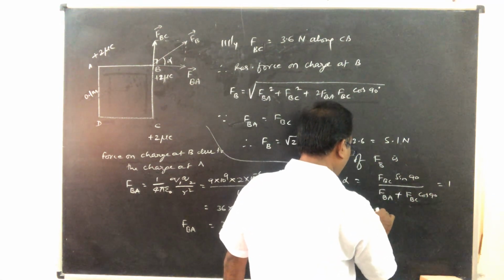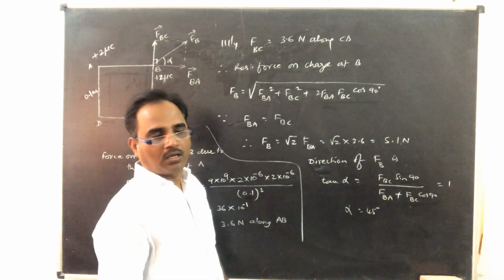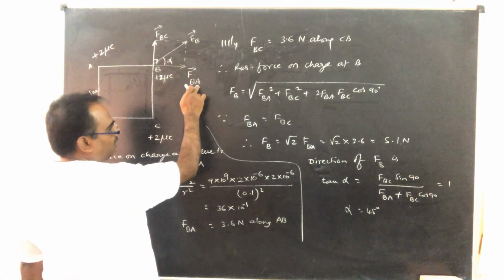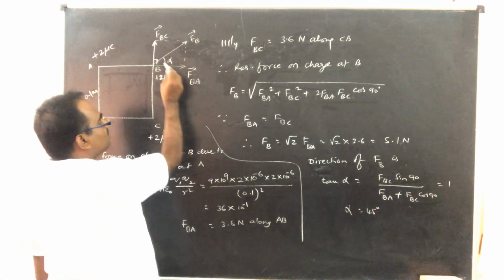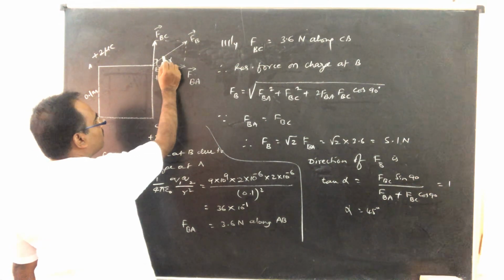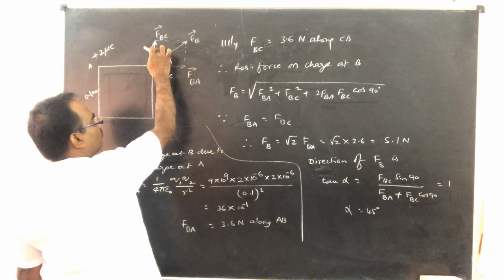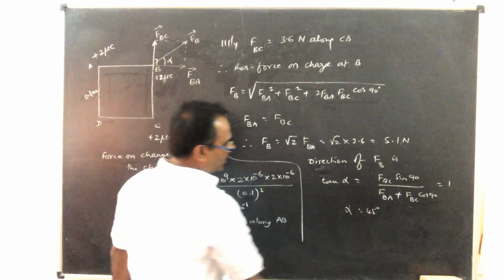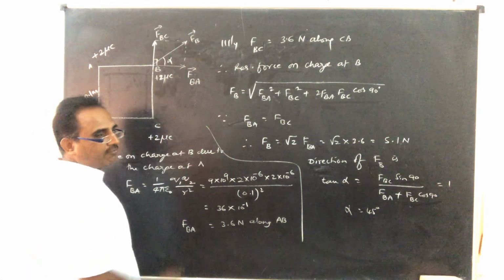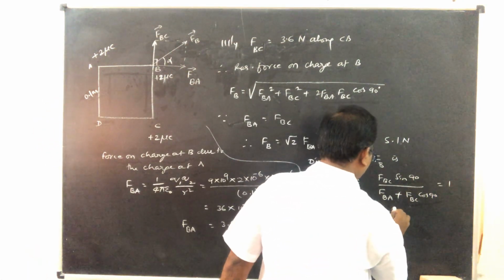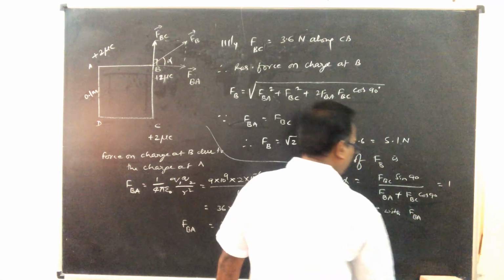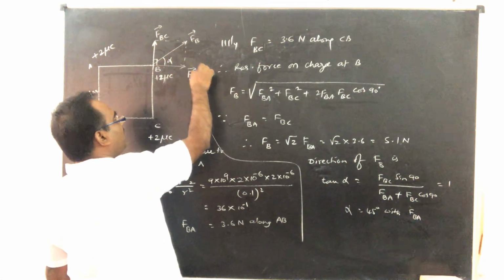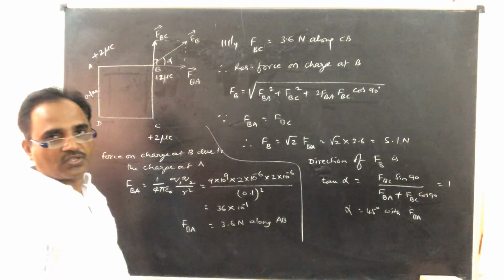So alpha is equal to 45 degree. That means the resultant force makes an angle of 45 degree with FBA. Since this total angle is 90 degree, if this angle is 45, this angle will also become equal to 45 degree. That means the direction of this resultant can also be written as 45 degree with FBC. So the resultant makes 45 degree with FBA or 45 degree with FBC.